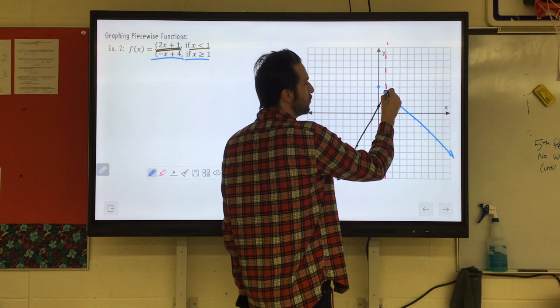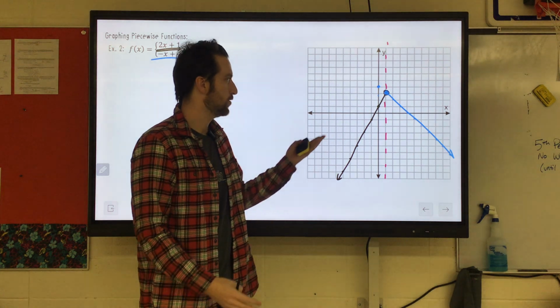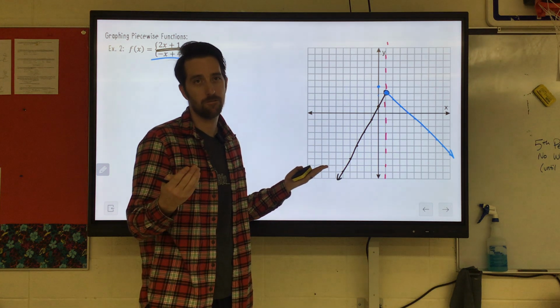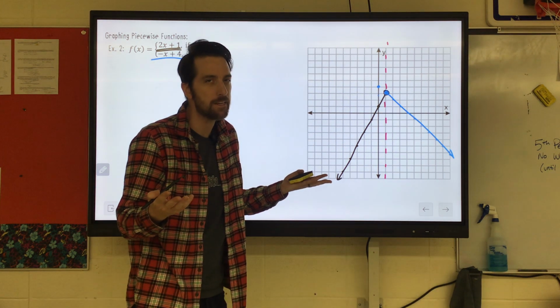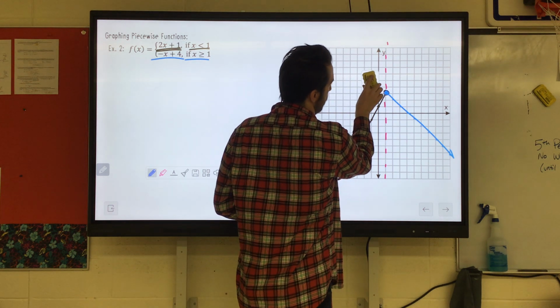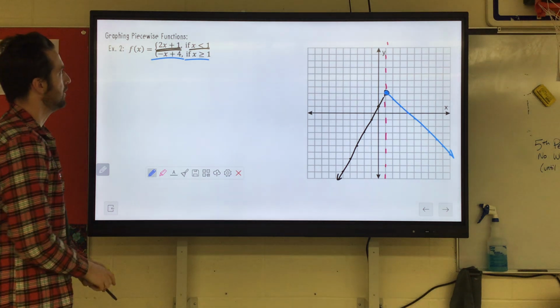And you're like, oh, but Mr. Plant, there was already an open dot there. That's okay. It was an open dot for one of them. It's a closed dot on the other. So it actually doesn't matter which equation because it's in the same place. So you could just go ahead and fill in that dot. We just piecewised that function, dude. Look at that. That was fun.